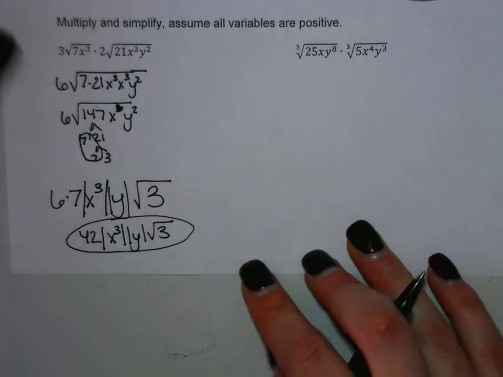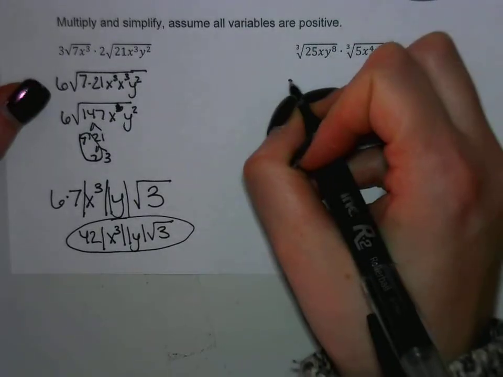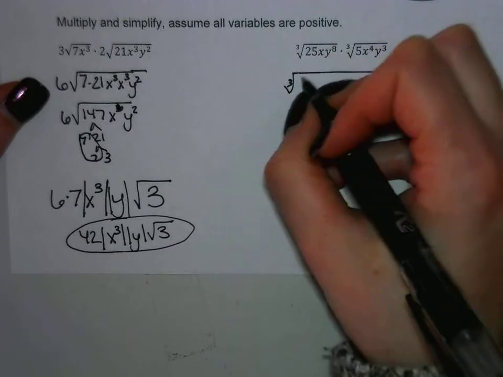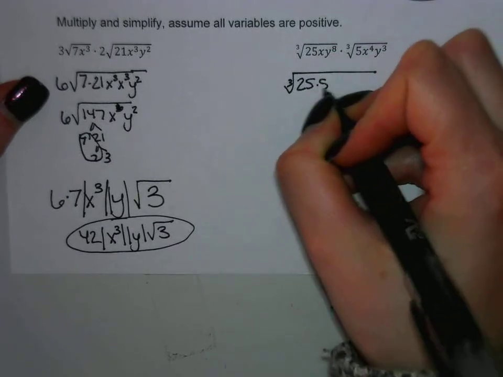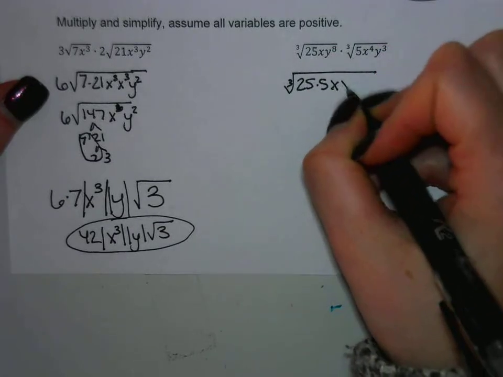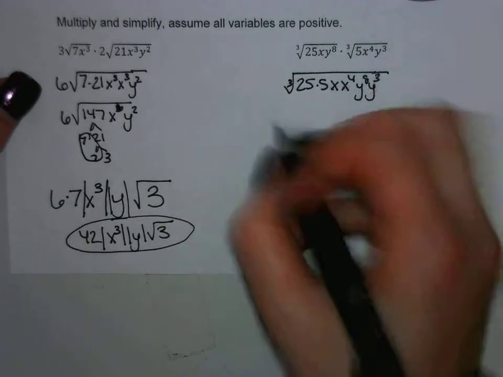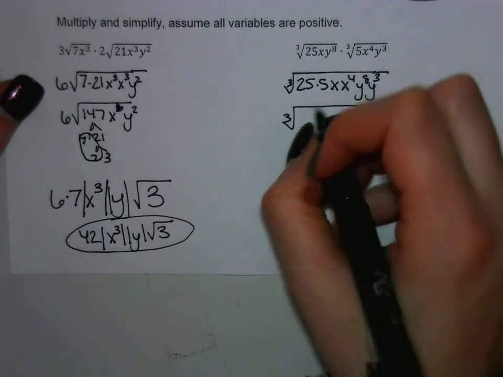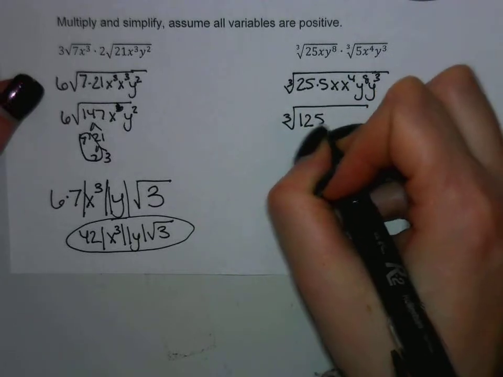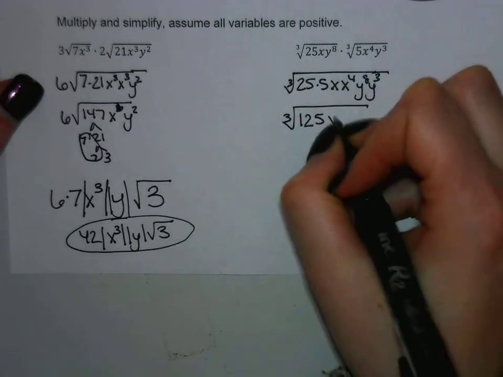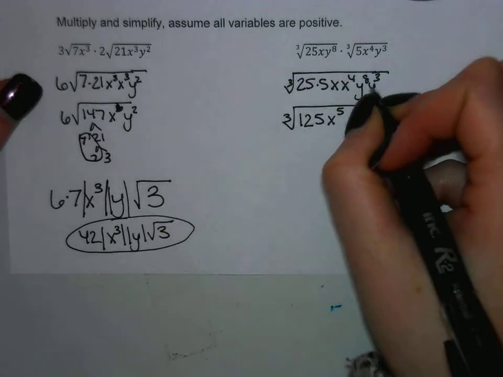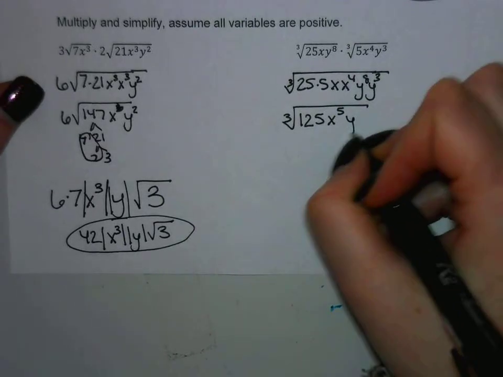Let's look at this last example for the day. We want to do the cube root of 25 times 5, times x to the 4th, times y to the 8th, times y to the 3rd. 25 times 5 is 125. X times x to the 4th is x to the 5th. Y to the 8th times y to the 3rd is y to the 11th.